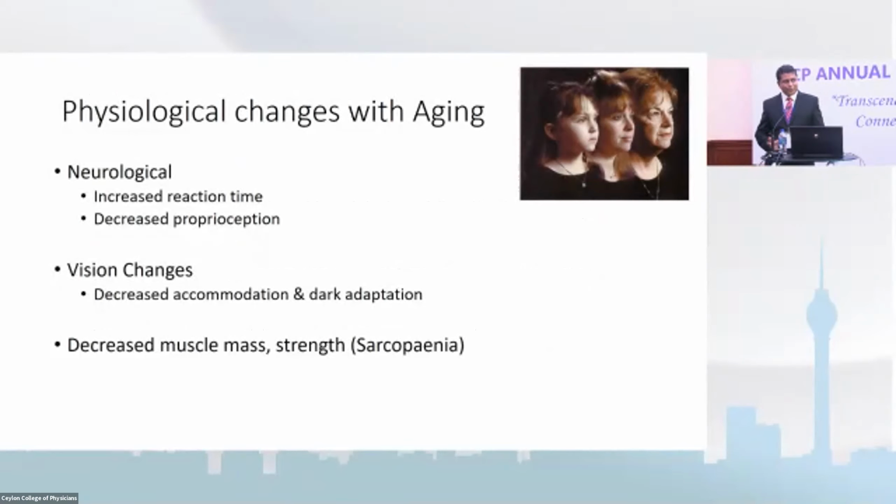Because of physiological changes and pathological changes, these things add up to the vulnerability of the elderly. If you think about the physiological changes in the elderly, there is deterioration of neurological, visual, as well as muscular function. Neurological changes include increased reaction time and decreased proprioception. Visual changes include decreased accommodation and dark adaptation. And the most important thing, we talked about for half a day yesterday: sarcopenia and frailty. Those changes cause more vulnerability to falls.